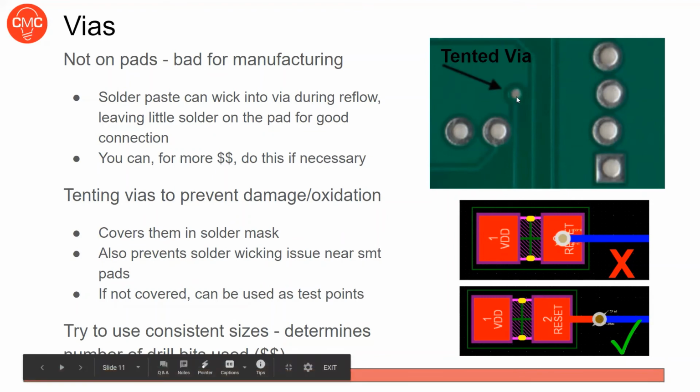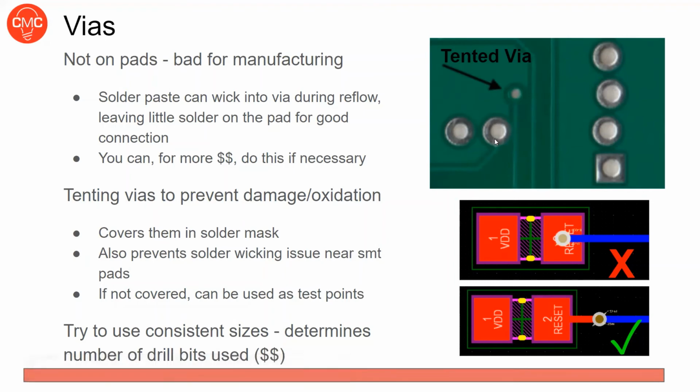Tenting vias. What a tented via is: you can see this is exposed copper, and this is not exposed copper. You're not actually soldering anything to these vias. These vias literally just take a trace from the bottom to the top, and the only reason they're plated is so that it can maintain that connection. You don't actually need to interact with these vias ever. So you can tent them. See how this solder mask is covering this, and the solder mask is not covering this. It'll cover the via with a solder mask, so it's not exposed copper. This can help prevent solder wicking.